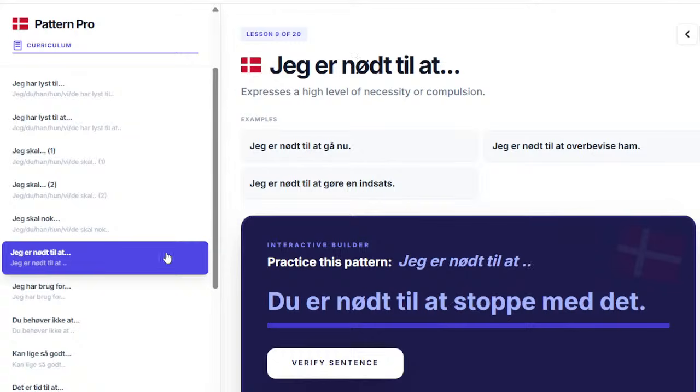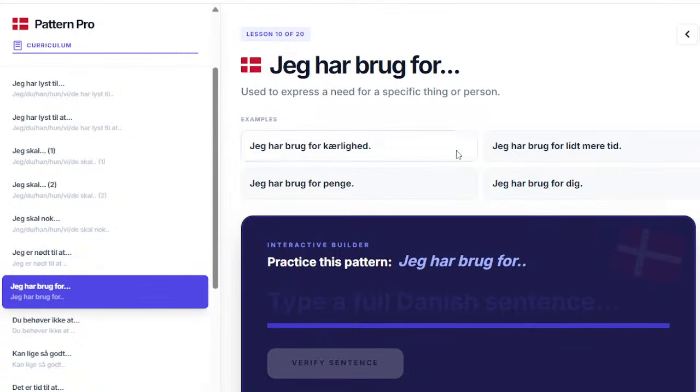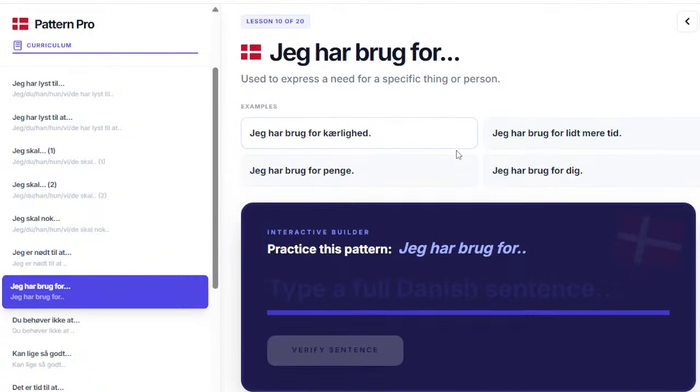Nødt til at. Now then we gotta look at jeg har brug for, because people always get confused with these. When is it jeg skal? When is it jeg har brug for? When is it nødt til? When is it behøver? And there's even more. So jeg har brug for is different from jeg er nødt til.